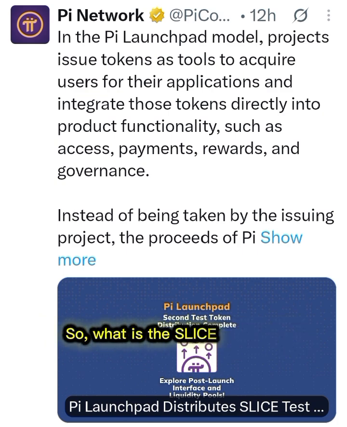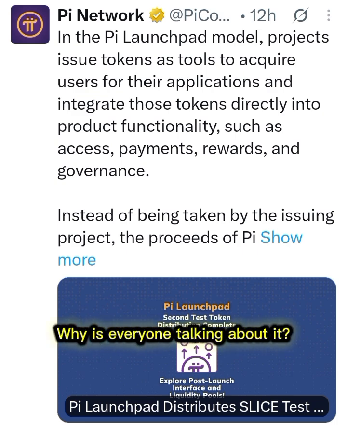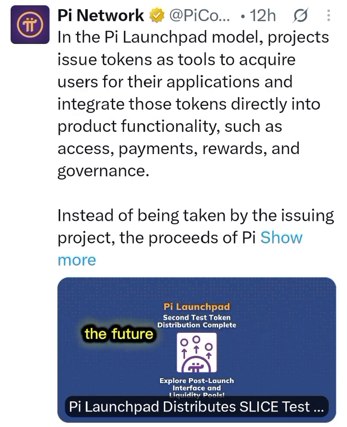So, what is the Slice liquidity pool? Why is everyone talking about it? And how could this model change the future of Pi Network?